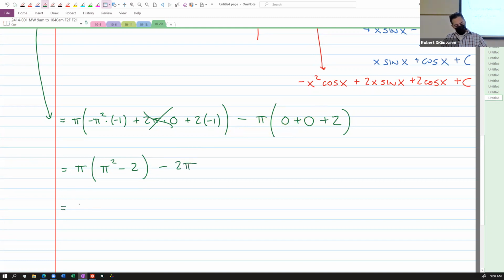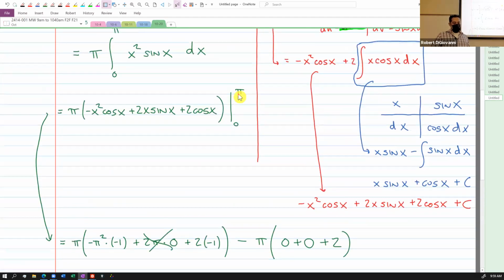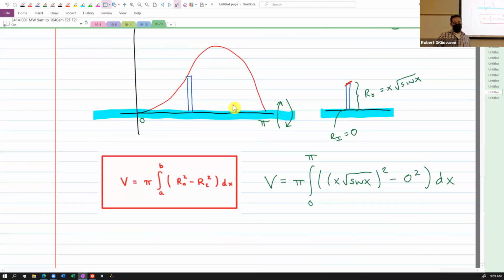And so distribute that pi through, we get pi cubed minus 2 pi minus 2 pi again. Distribute the pi. And that gives us a final answer of pi cubed minus 4 pi. There you go. So if you could take this region and wrap it around the x-axis, right? You would get a solid, and that solid would have a volume of pi cubed minus 4 pi.